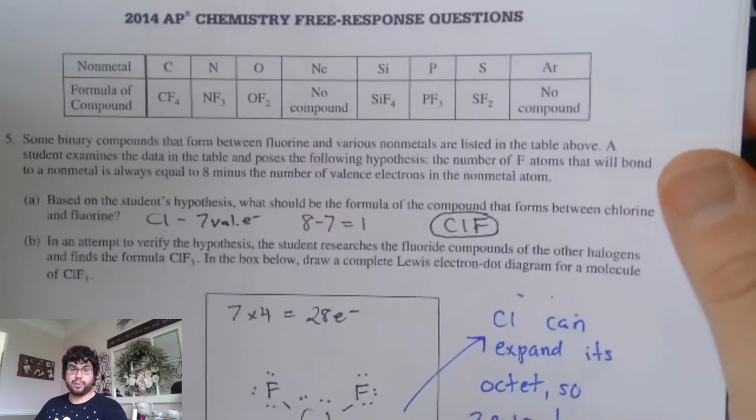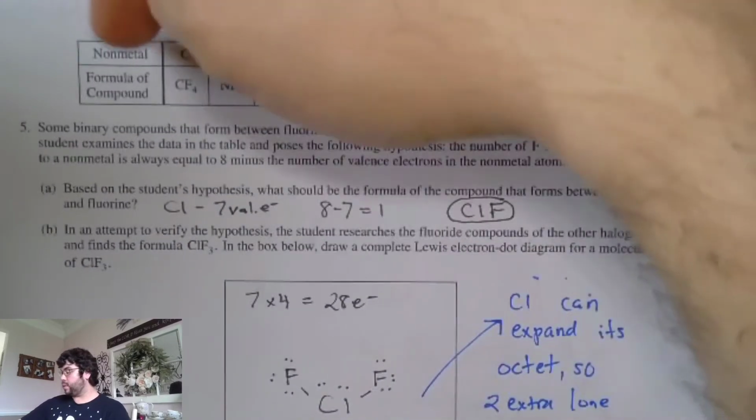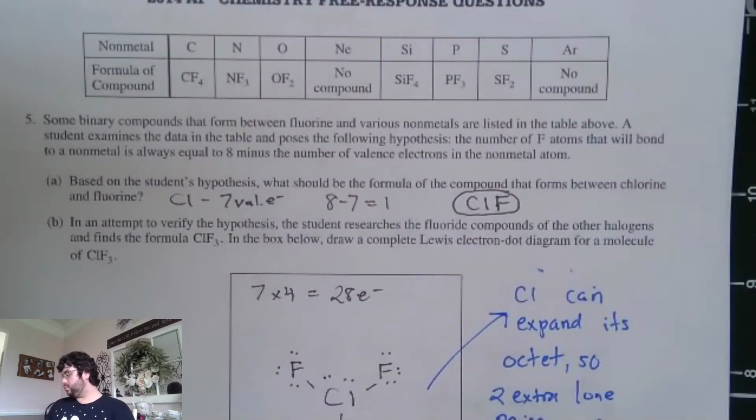Number 5, this one's a fun one. So we're given some compounds of metals or nonmetals that bind with fluorine. And it says some binary compounds that form between fluorine and various nonmetals are listed in the table above. A student examines the data in the table and poses the following hypothesis. The number of fluorine atoms that will bond to a nonmetal is always equal to 8 minus the number of valence electrons in the nonmetal atom. A, based on the student's hypothesis, what should be the formula of the compound that forms between chlorine and fluorine?